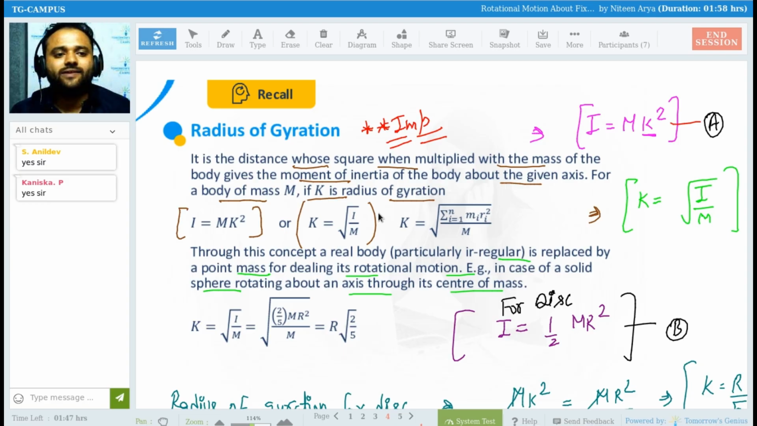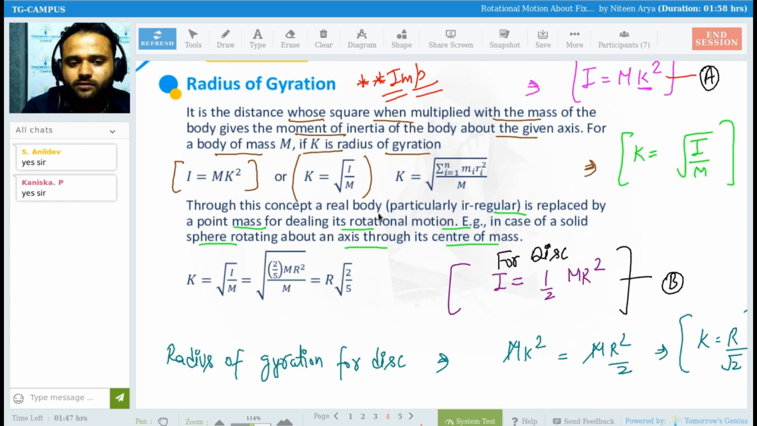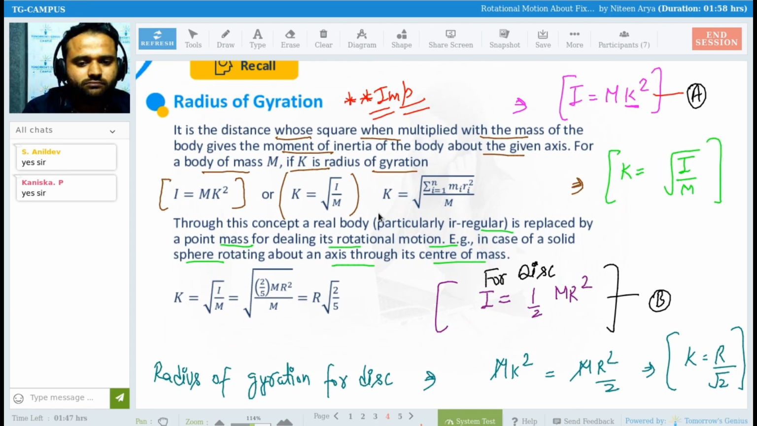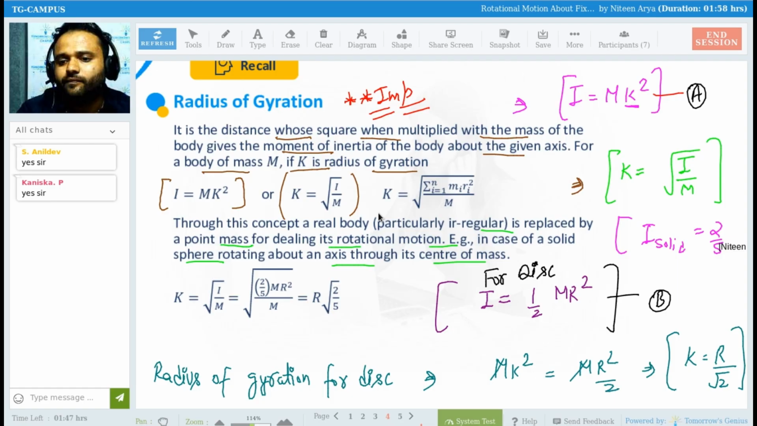Is this clear? In the previous lecture, we found the moment of inertia for a solid sphere. Here in this box I can write I for a solid sphere, that is going to be 2 by 5 mr square. So comparing this, k equals the square root of I by m.